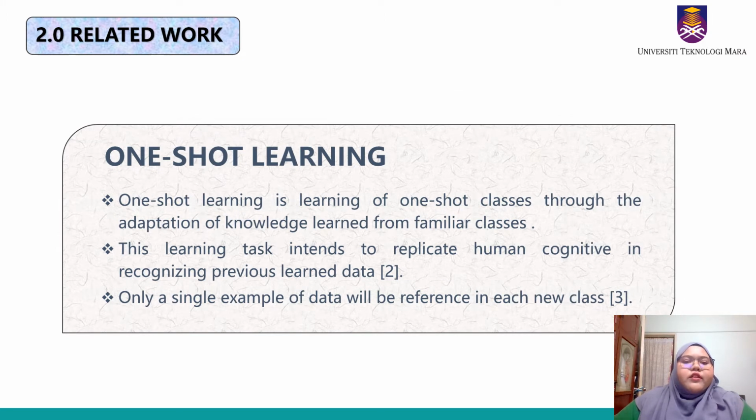Next, one-shot learning. One-shot learning is learning of one-shot classes through the adaptation of knowledge learned from familiar classes. This learning task intends to replicate human cognition in recognizing previously learned data. Only a single example of data will be referenced in each new class.